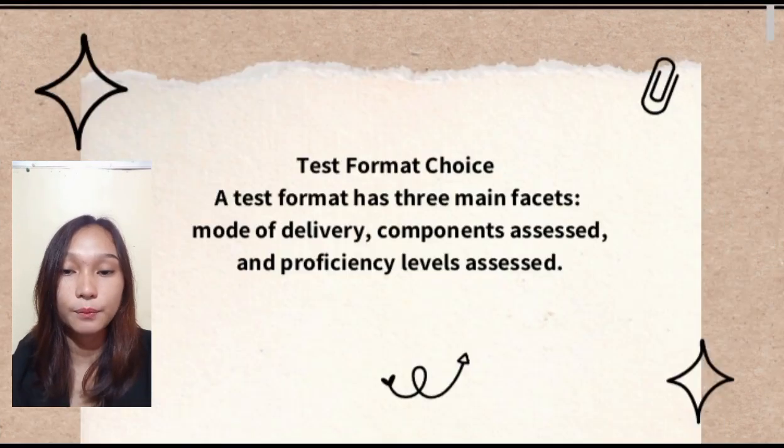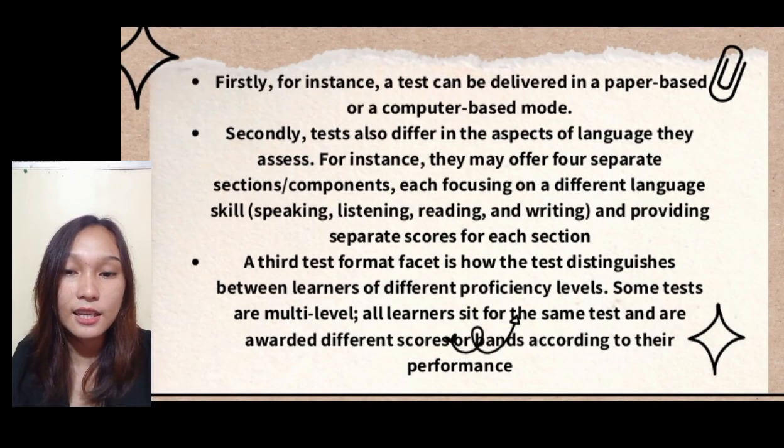Test format choice. A test format has three main facets: mode of delivery, components assessed, and proficiency levels assessed. Firstly, a test can be delivered in a paper-based or a computer-based mode. Secondly, tests differ in the aspects of language they assess. For instance, they may offer four separate sections, each focusing on a different language skill: speaking, listening, reading, and writing, and provide separate scores for each section.